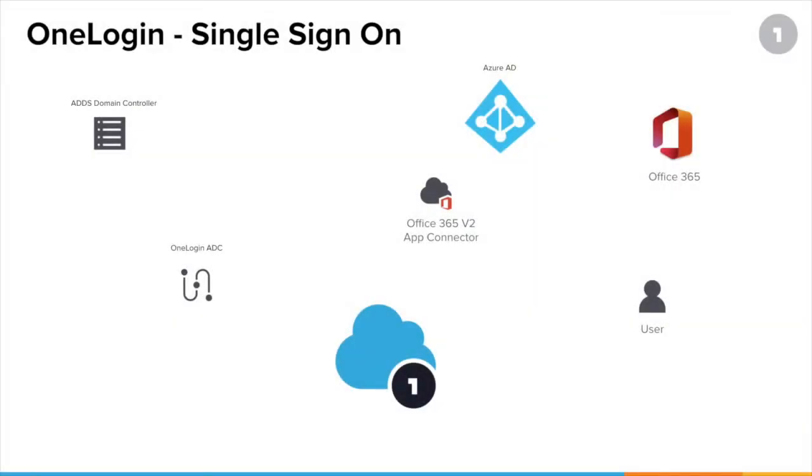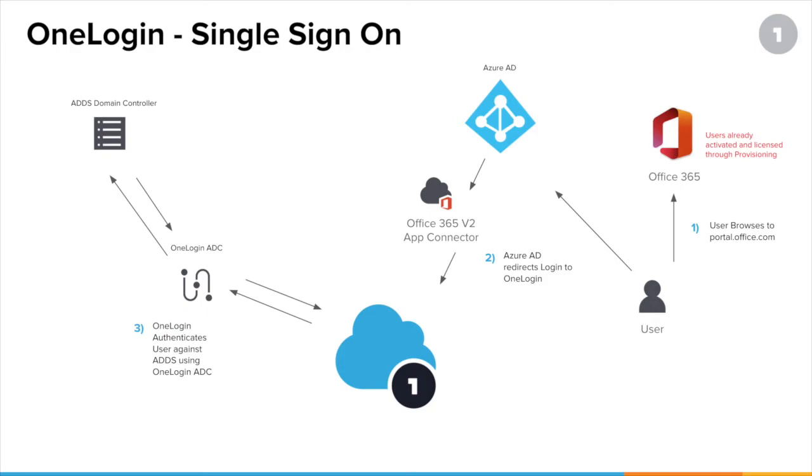The single sign-on flow uses the exact same components. When a user attempts to log into the Office 365 portal, Azure AD redirects them to OneLogin, which in turn authenticates the users against ADDS if they aren't already logged in. When the auth is confirmed, it sends the confirmation back to Azure AD, which allows the users in.